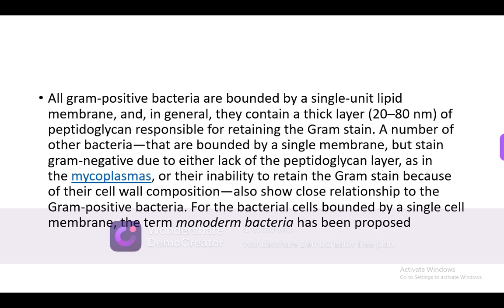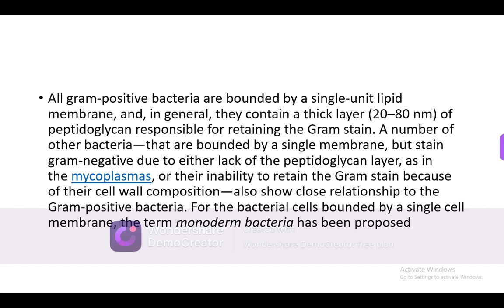All gram-positive bacteria are bounded by a single unit lipid membrane, and generally they contain a thick layer, 20 to 80 nanometers, of peptidoglycan responsible for retaining the gram stain. A number of other bacteria are bounded by a single membrane but stain gram-negative due to a lack of the peptidoglycan layer, or the peptidoglycan layer is not very thick. For example, in Mycoplasma pneumoniae, the peptidoglycan layer will not stain, or stains very weakly.